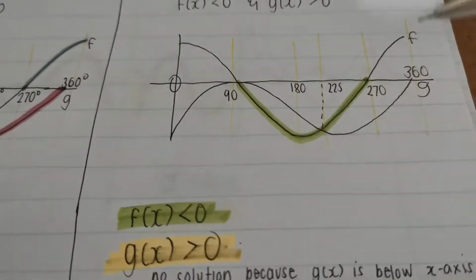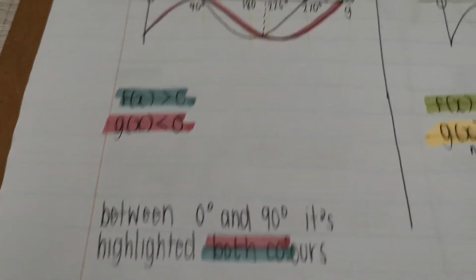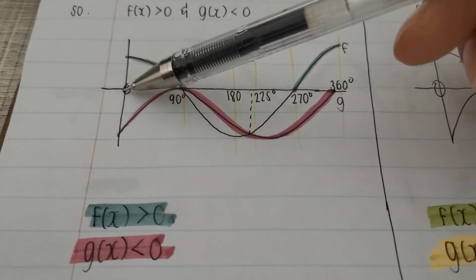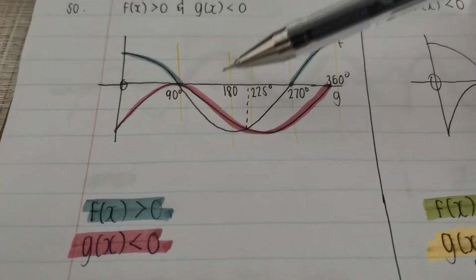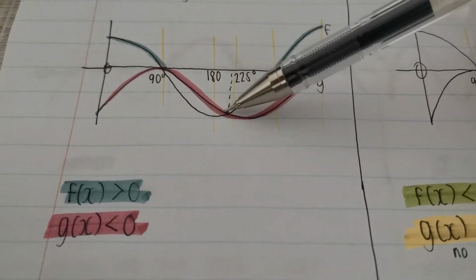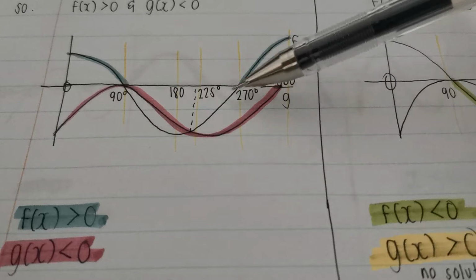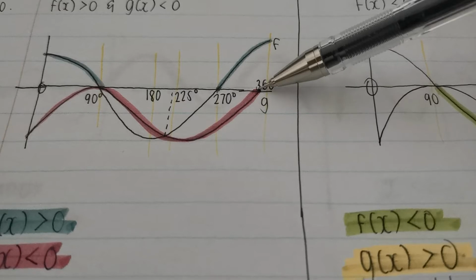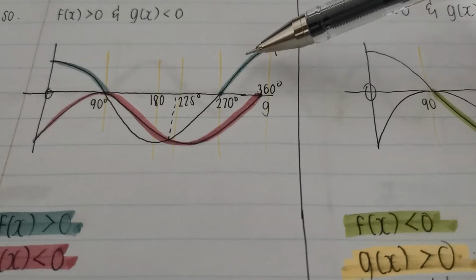Now we're going to write down our solution. This side here doesn't have a solution because there's no overlapping. This side does have a solution. Where is it? Can you see, between 0 and, I marked off all the important points again. Between 0 and 90 degrees, both colors. From 90 to 180, only one color, so we're not working with that. From 180 to 225, again, only the pink one, not working with that. 225 to 270, only the pink, so we're not working with it. 270 to 360, can you see blue and pink? Both graphs are highlighted. Okay, so we see both colors.